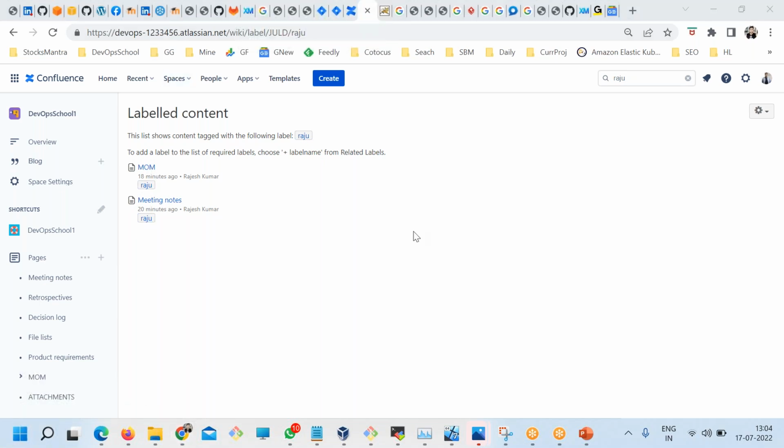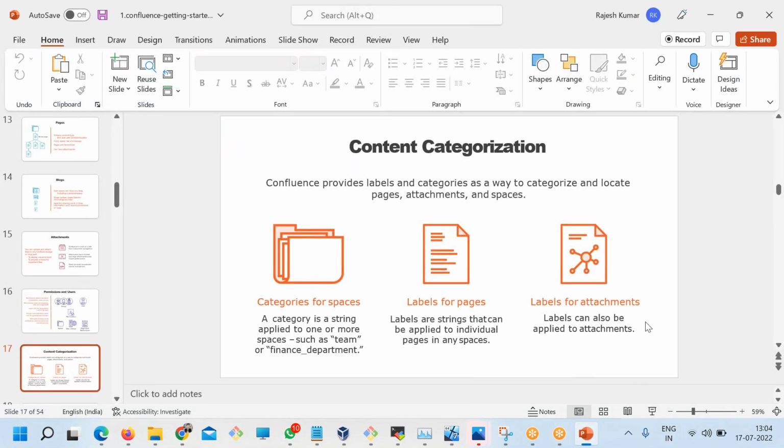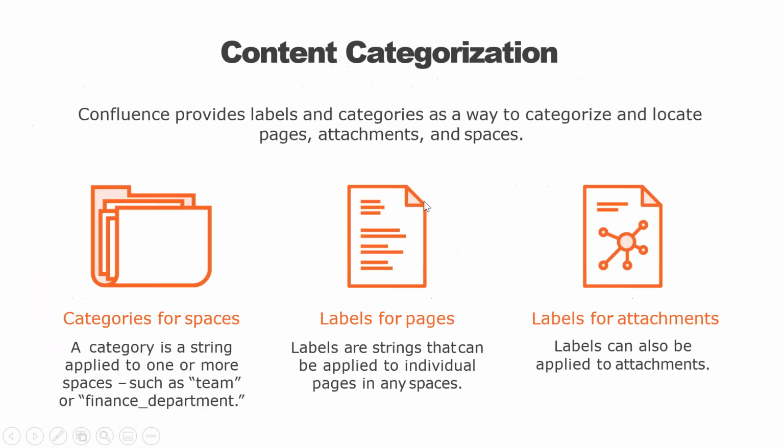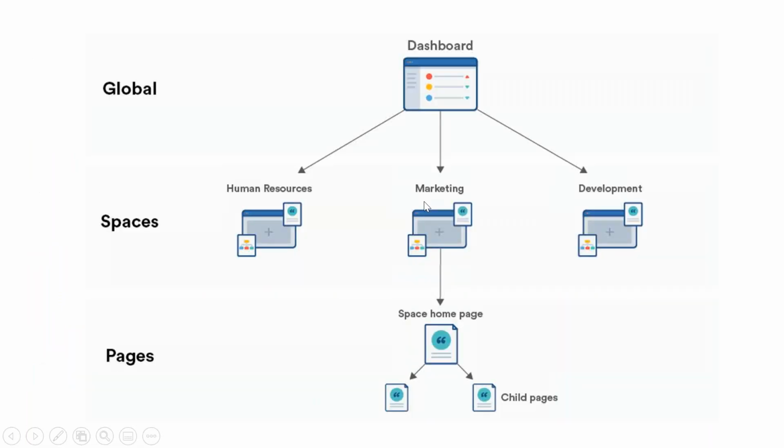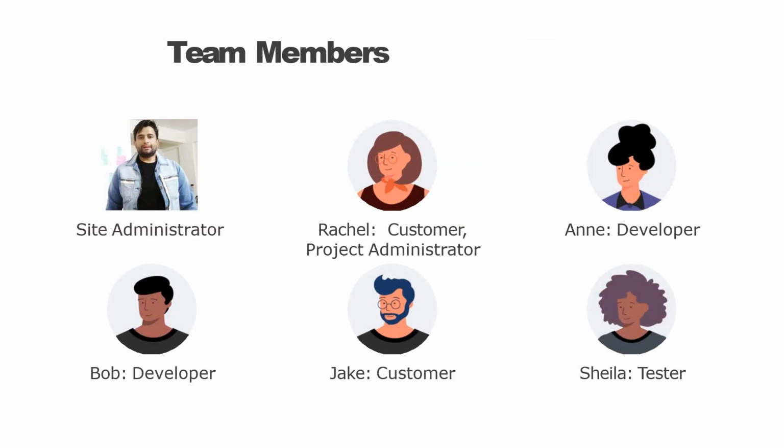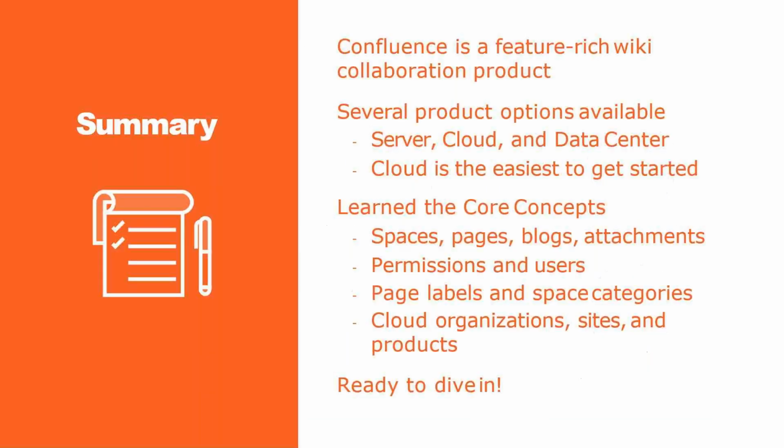So how do you categorize the pages? Through the labels. And the same goes for the attachment also. Are you comfortable so far, all of you? Yeah. Now, next thing, how do you plan for the space and pages? This you can decide, I'll leave it to you. This is a plan, these are team members you may have and stuff like that.